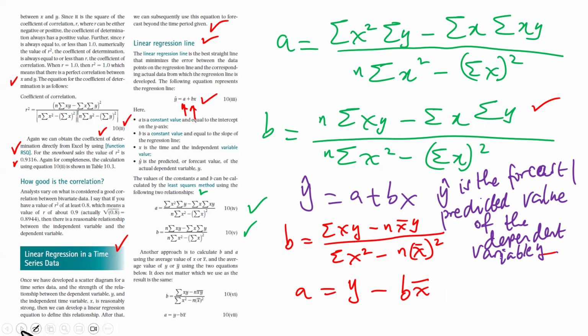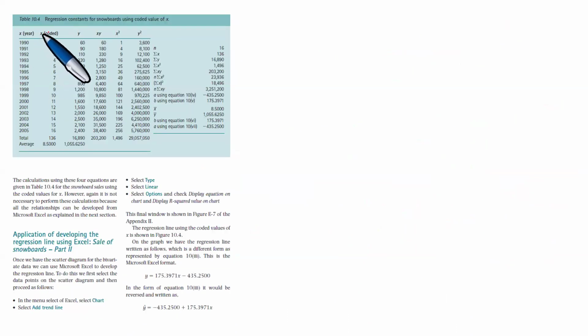Now I want us to look at the following. Look at 10.4, for instance, the regression constants for the snowboards using coded value X. We started with the years 1990 up to 2005, going through 1997 and the rest of the years. We coded them.